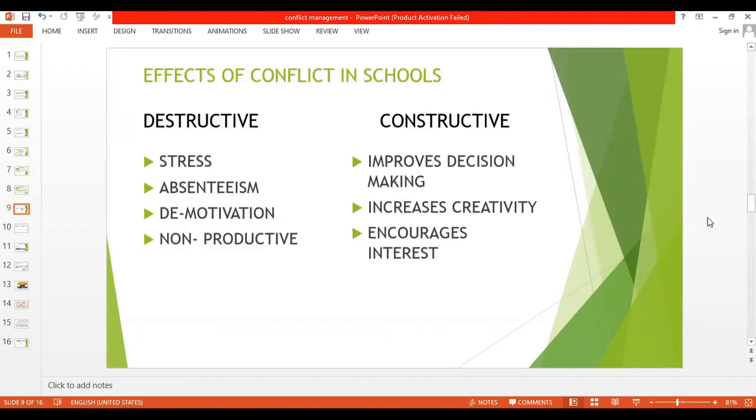What are the effects of conflict in schools? It can be both destructive and constructive. The destructive effects are stress, absenteeism, demotivation, and non-productivity. Whereas the constructive effects are that it improves decision making, increases creativity, and encourages interest.